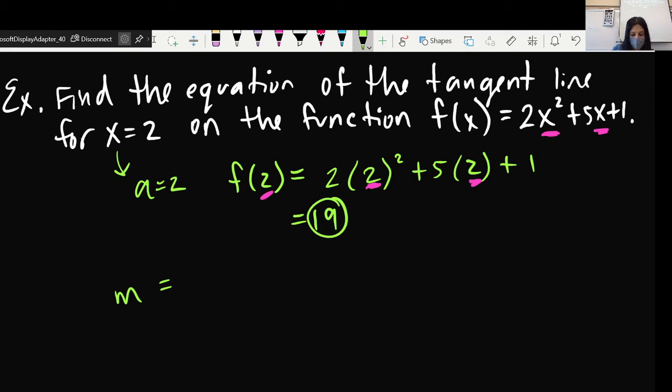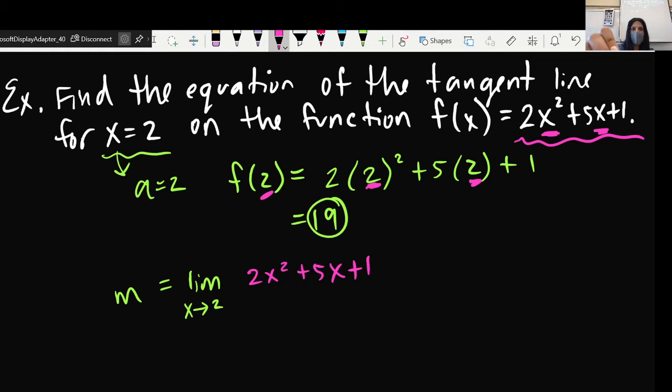So this is where we again do the same thing as what we were doing before. So we're looking for the limit as x is approaching 2. So again, we're getting that from up here. For our f of x, which was this whole thing here, I'm going to write that, 2x squared plus 5x plus 1. And then I'm going to subtract from it the value that we just found, which was that 19 that we circled up here.